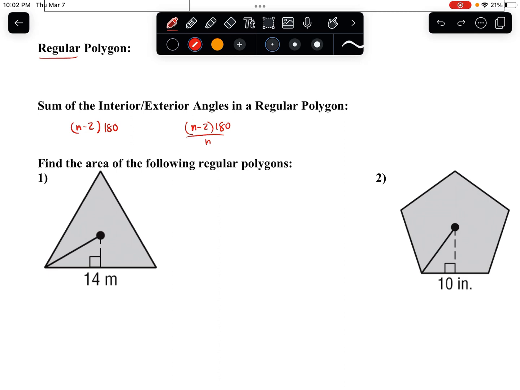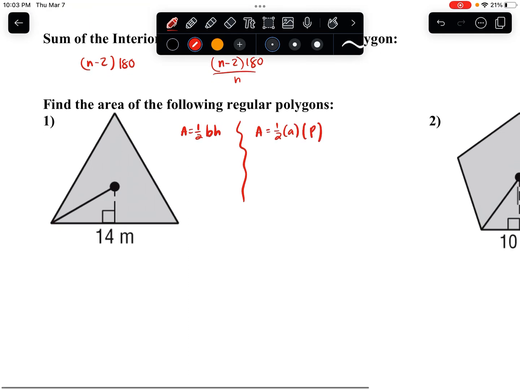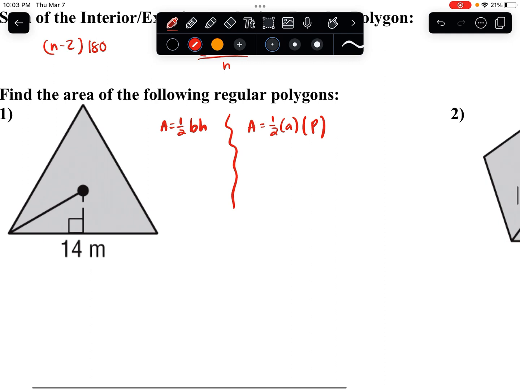Technically, we have two different choices that we could use, according to what we've studied so far, to solve for this. First one is area is equal to 1/2 base times height. The other is what we just learned today. Area is equal to 1/2 times the apothem times the perimeter. Either one will work. I'm going to demonstrate both of them, starting with the apothem part.